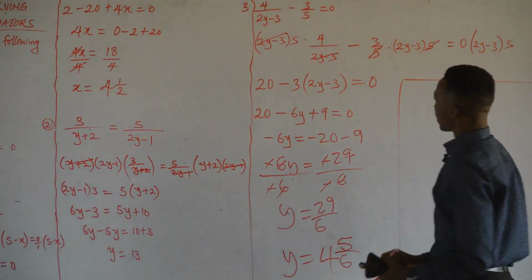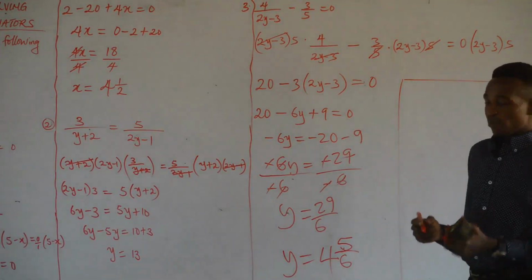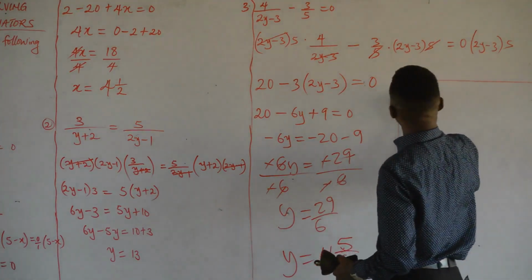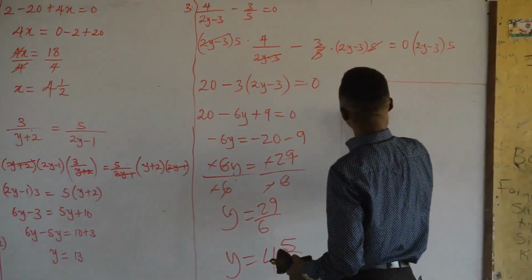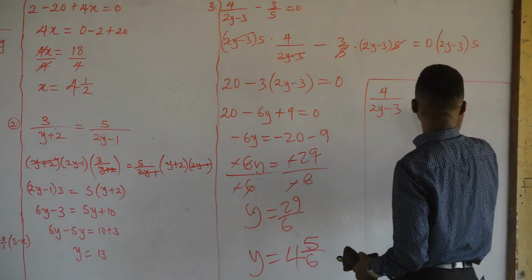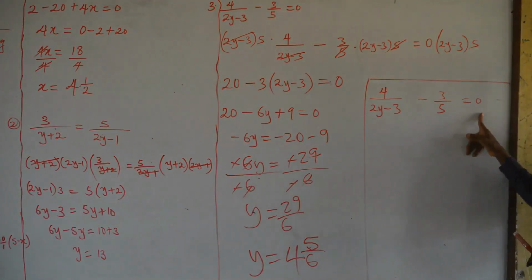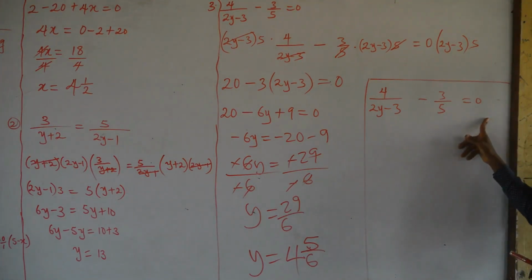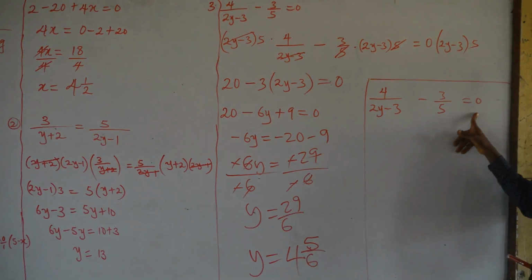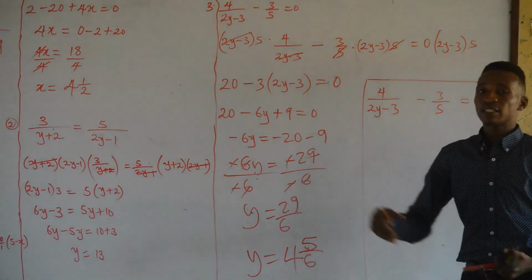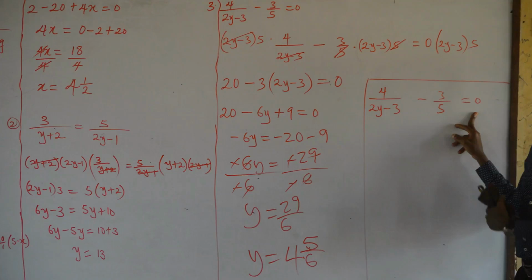Now, the second method I said I'm going to use, I'm going to be a bit faster here. When you have 4 all over 2y minus 3 all over 5 equals 0. From this question, the 0 that I have here was what I saw that made me say I'm going to use 2 methods. Because 0 here is just to fill in the blank space so that it's not as if there's nothing on the right hand side.